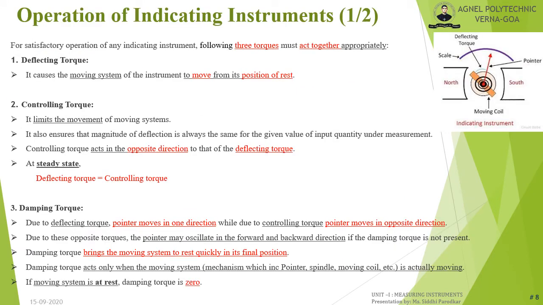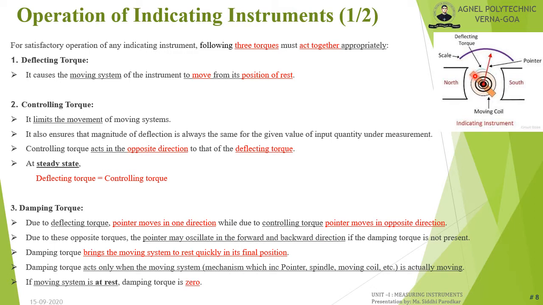Operation of indicating instruments such as ammeter, voltmeter, etc. are based on three types of torques: deflecting torque, controlling torque, and damping torque. For satisfactory operation of any indicating instrument, all these three types of torques must act together appropriately. First, let us see what is deflecting torque. Deflecting torque causes the moving system, that is, the pointer attached to the spindle and the moving coil of the instrument, to move from the position of rest.